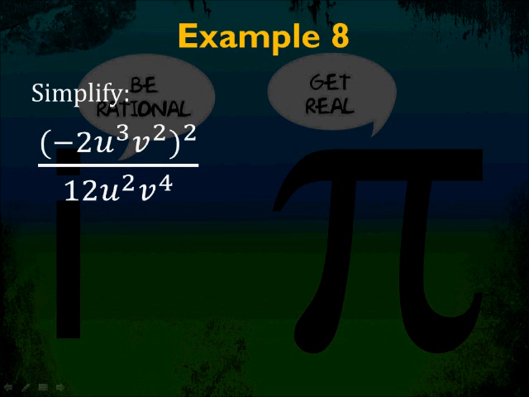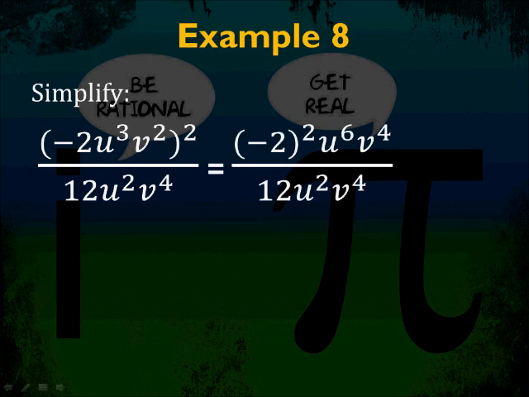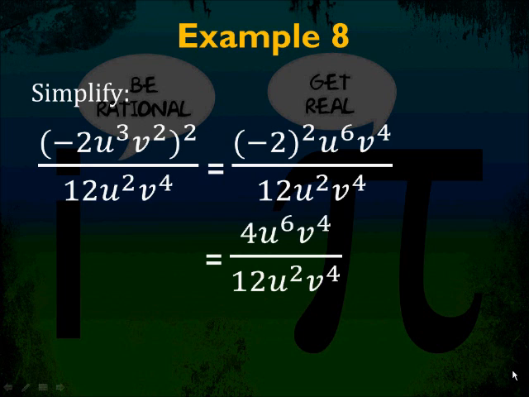Alright, example 8. Negative 2u cubed v squared quantity squared all over 12u squared v to the 4th. So this will be our last example. Again, you want to apply the square to everything on top, and you get negative 2 quantity squared u to the 6th, which is u cubed squared, and v squared squared v to the 4th. Alright, so let's square the negative 2. You get 4u to the 6th v to the 4th all over 12u squared v to the 4th.